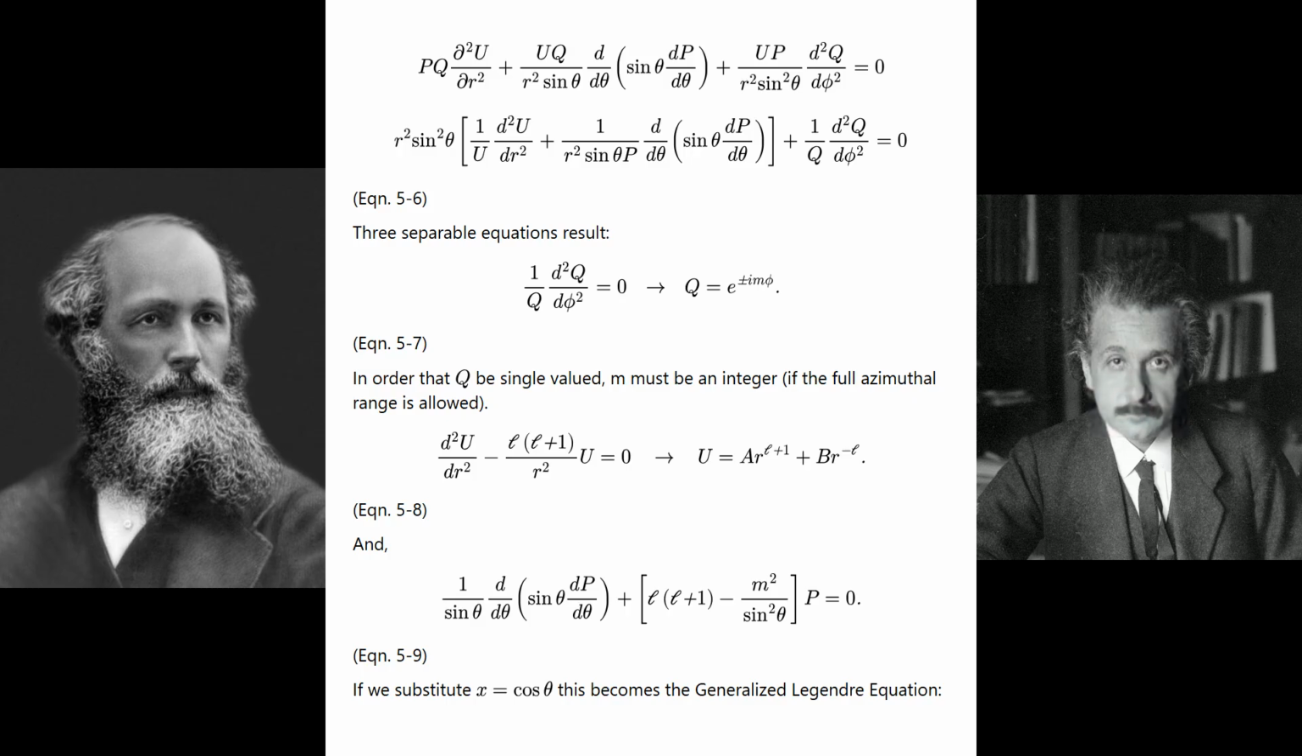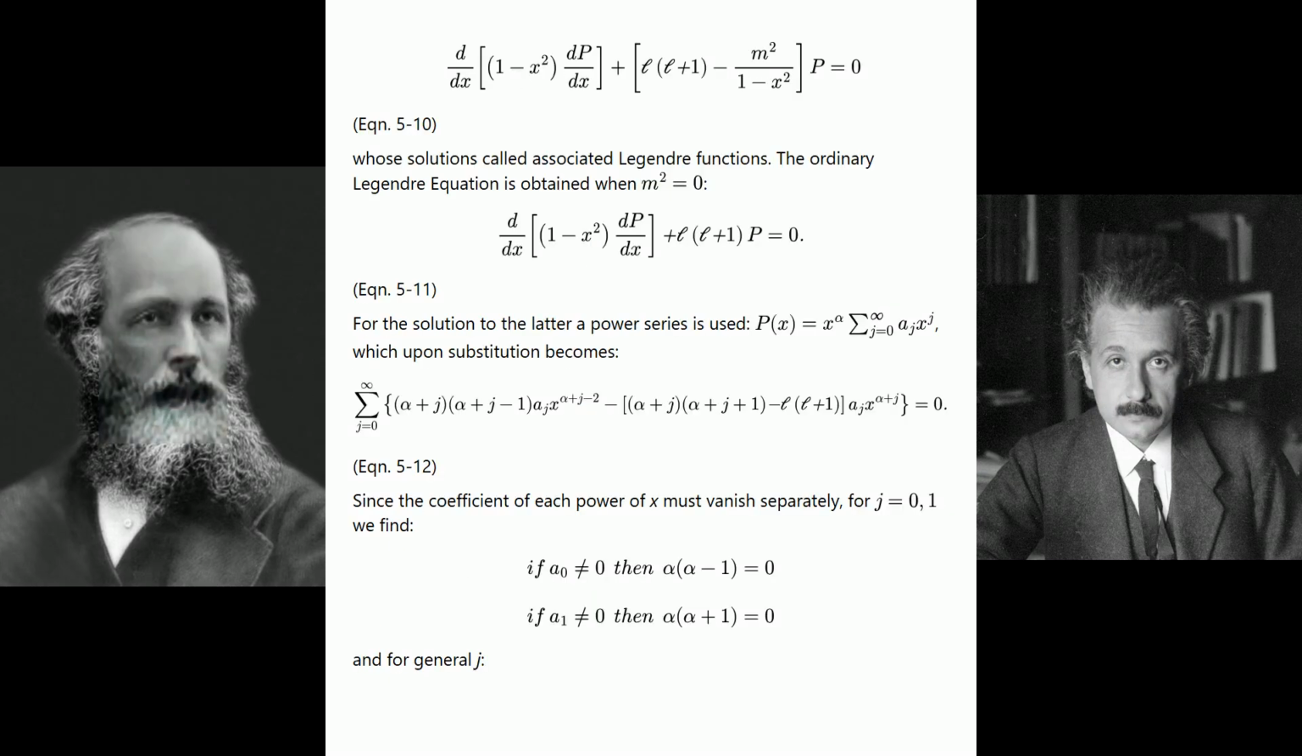In order that Q be single-valued, m must be an integer, if the full azimuthal range is allowed. See equation 5-8 that follows. And see equation 5-9. If we substitute x equals cosine theta, this becomes the generalized Legendre equation. See equation 5-10 that follows, whose solutions are called associated Legendre functions.